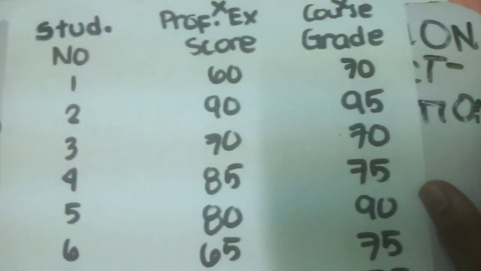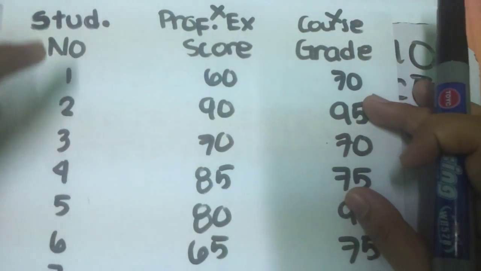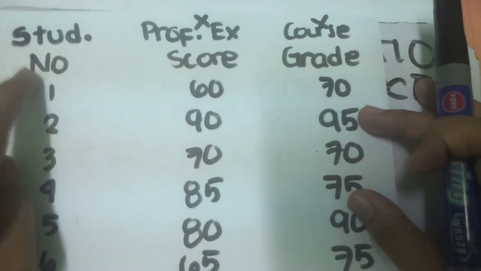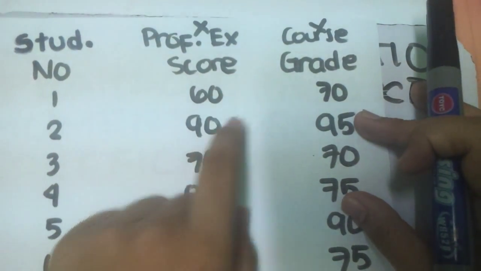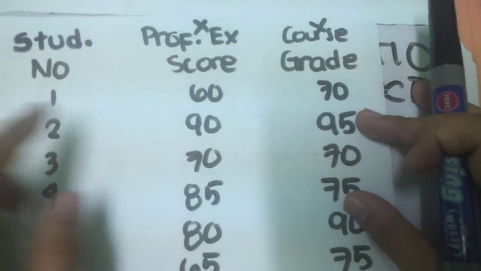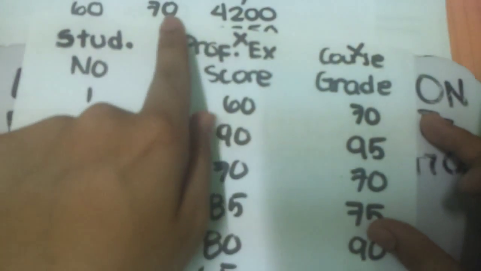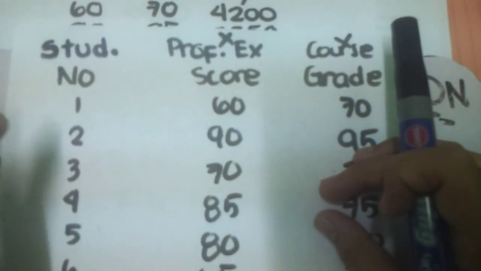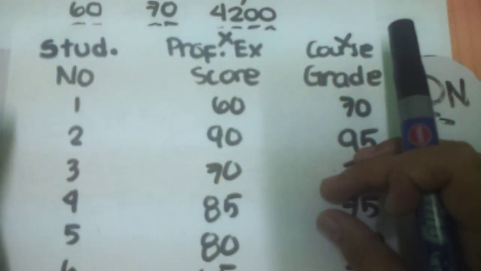In order to do that, we just multiply X and Y for every student. So for example, for student number 1, we have the value of X which is equal to 60 and the value of Y which is equal to 70, and we just multiply X and Y, so we get 60 times 70 is equal to 4,200. And we do the same method for every student, for student number 2, student number 3, and so on and so forth.